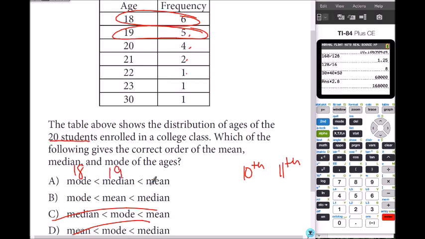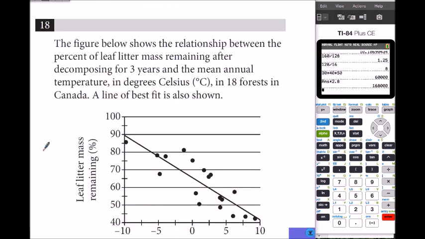Mean was probably greater, because we have even 30. You have to add it and divide it, so it must be greater, right? If you want to make sure, you can add all of these: 18 times 6, 19 times 5, 20 times 4, all that, and divide by 20 students to get the average. But since there are 30, 23, when you add all those, it must be greater than 19 or 18. So it must be the greatest one. The average must be the greatest one.